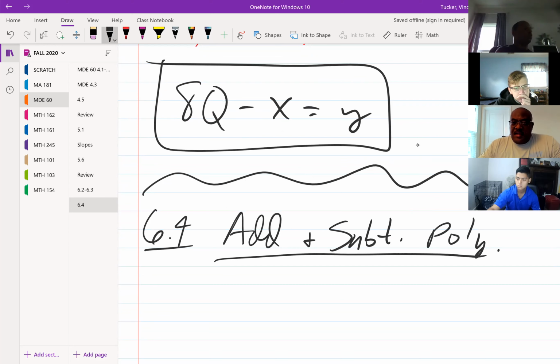All right. So this next section, 6.4. Remember last class we did a lot of exponent rules. So here we'll look at adding and subtracting polynomials.